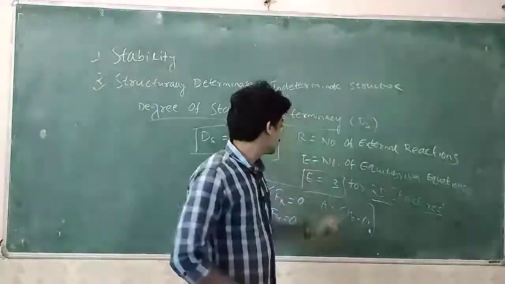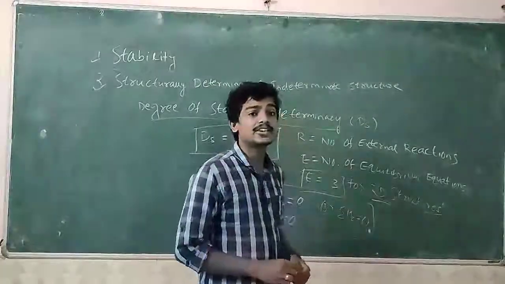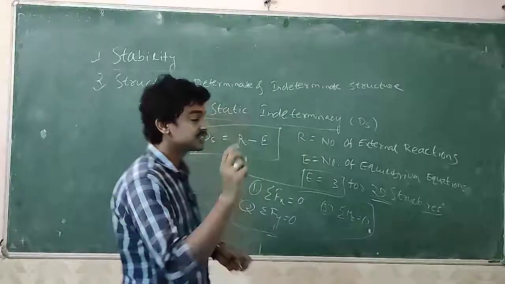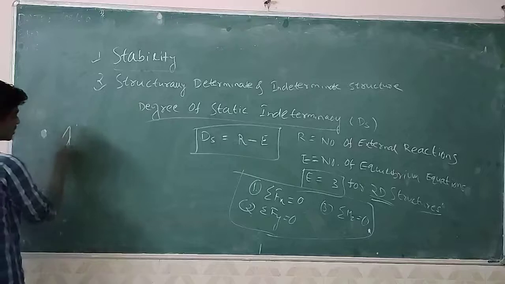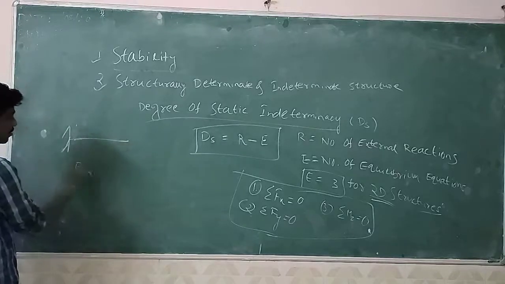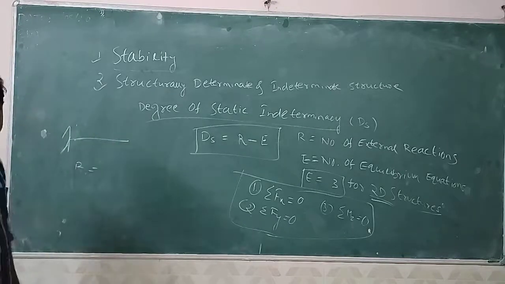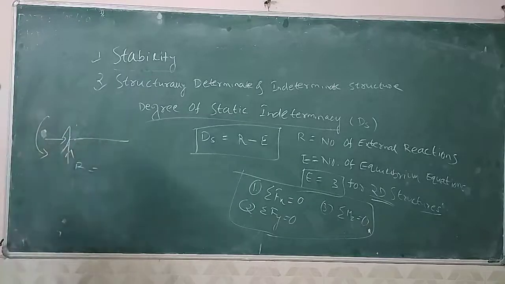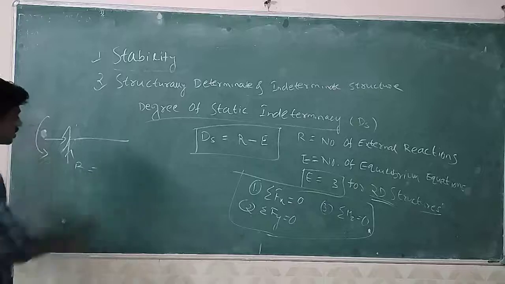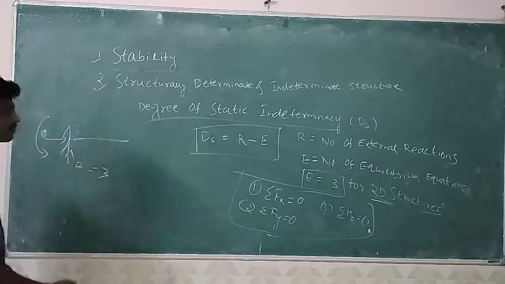E we already know. What is R? I already wrote: number of external reactions. That means, I have taught you in the previous class. Suppose one fixed support. So here R will be how much? What are the reactions? One is vertical, one is horizontal, and another one is moment. So total is 1, 2 and 3. Like this you have to determine.